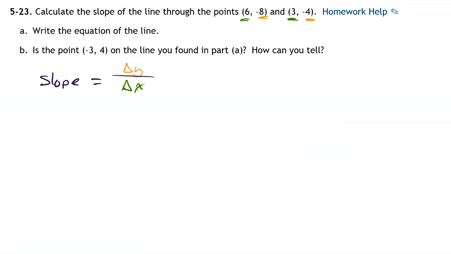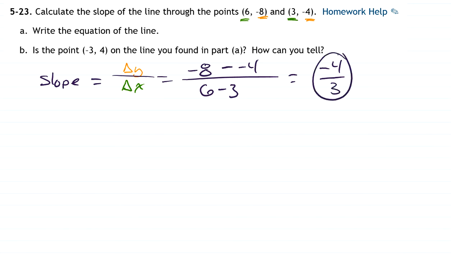If I look at this, it really doesn't matter the order I do this as long as I'm consistent. If I look at my y values, for example, I could say -8 minus -4. So that's how y changed. And then I can go 6 minus 3 for the denominator. My numerator is -8 minus -4, which is -8 plus 4. So I'm left with -4 in the numerator, and my denominator, 6 minus 3, is 3. So I know the slope of the line is -4/3.